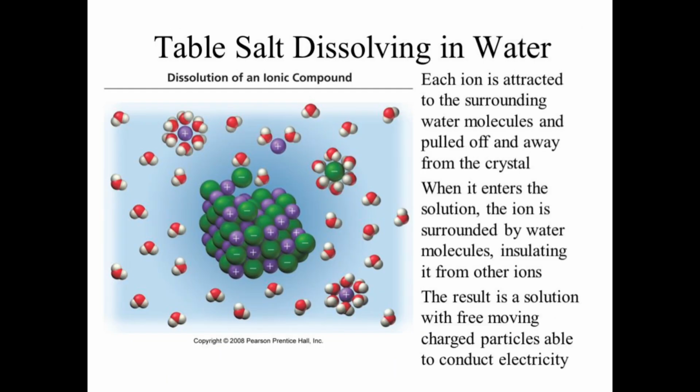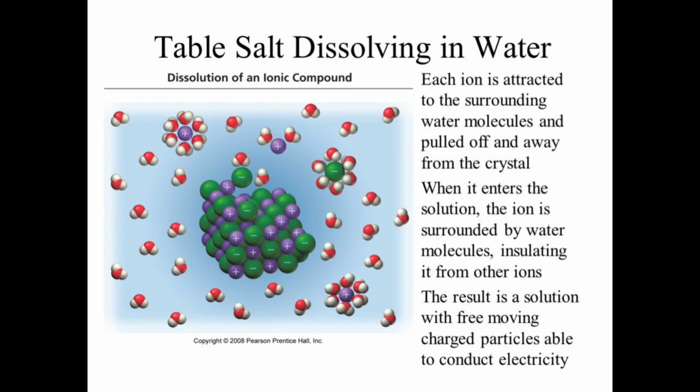Now, let's take an example of table salt dissolving in water. This is an example of dissolution of an ionic compound. Salt is an ionic compound because it is sodium chloride, and sodium is having the positive charge while the chlorine is having negative, so it's ionic. Now each ion is attracted to the surrounding water molecules and pulled off and away from the crystal lattice.